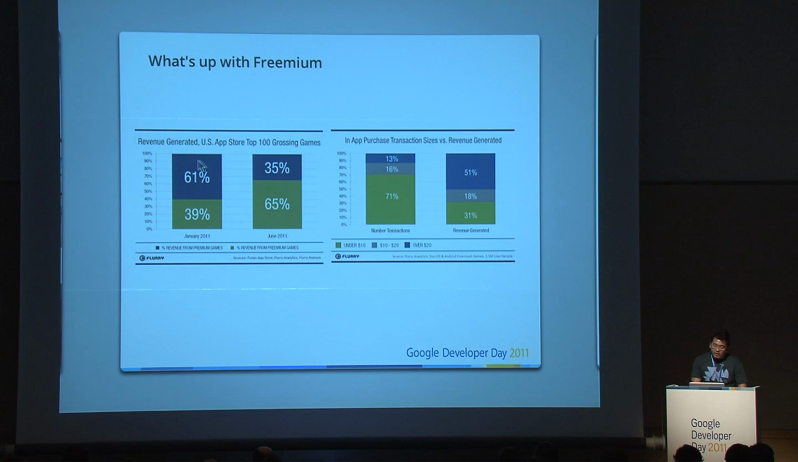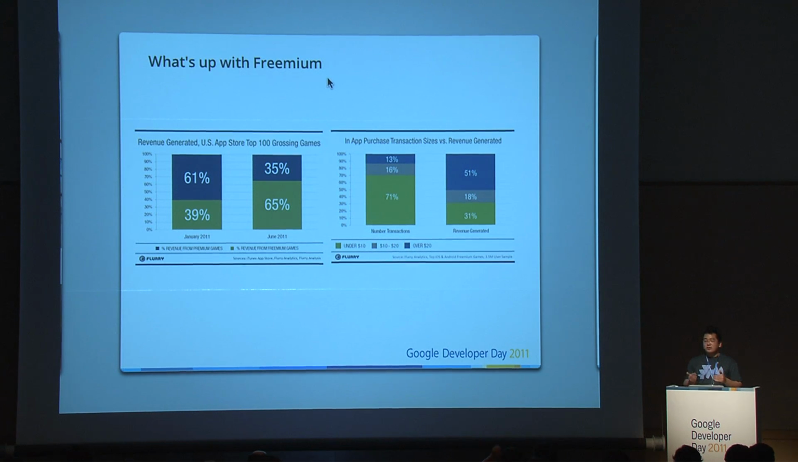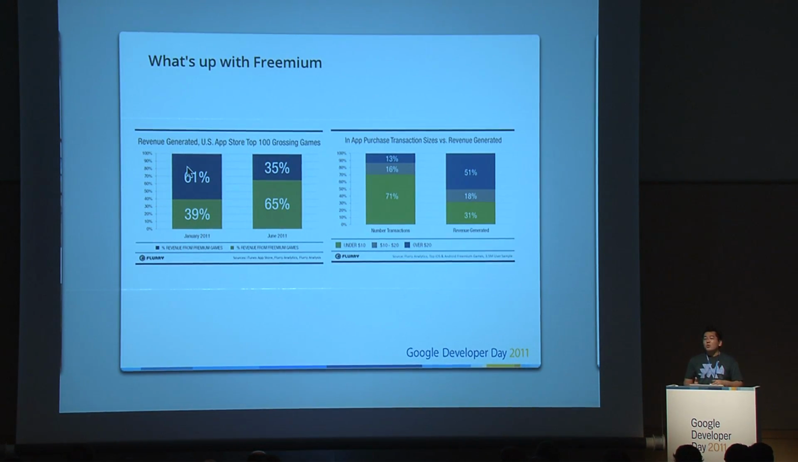The left graph here shows the top 100 grossing games, and it's split by the revenue model. So the blue section shows premium games, which are pay up front, charge 99 cents for the game before somebody can download it. And the green section shows freemium games, which is where a user engages within your game or your application first, and then within the game itself, they make purchases or they convert somehow.